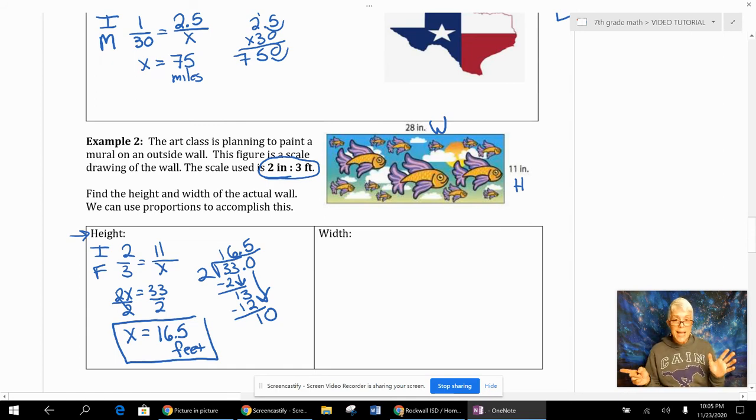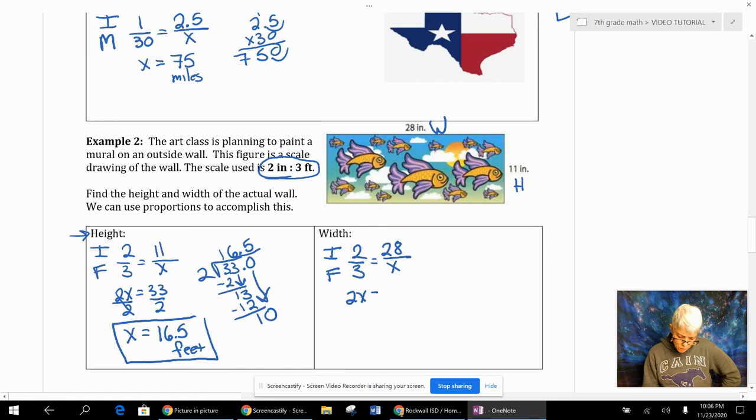Okay, I'm going to use the same exact ratio. I don't have to find any other information. I have it here. It's inches and feet. 2 inches, 3 feet. Then this question is asking me for the width. So now I will ignore the height and only look at the width. It's 28 inches. It's inches. So it needs to go on the top.